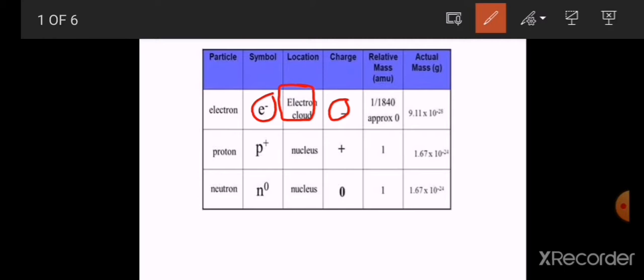Protons, on the other hand, will have a symbol of small letter p with a superscript positive. Saan ito matatagpuan? Inside the nucleus, at ang kanyang charge ay positive charge. Neutrons, on the other hand, is denoted with a symbol small letter n with a superscript 0. It can be located inside the nucleus at ang kanyang charge ay 0 or no charge at all.